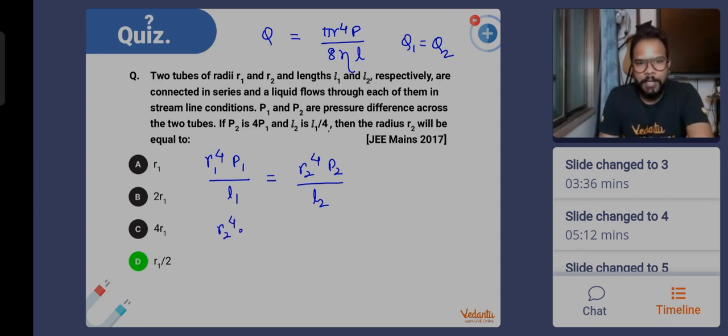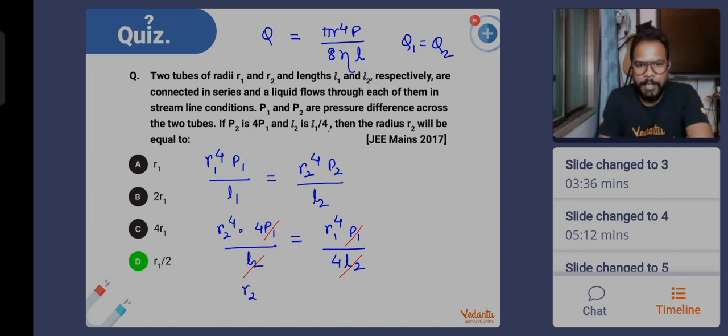Correct. So we can say that R2 to the power 4 P2 I can write as 4 times P1. L2 I will keep as it is. So R1 to the power 4, this is P1. I'm converting L1 in terms of L2, calling it 4 times L2. Make sense to everyone so far? Right? So P1 cancelled, L1 cancelled.